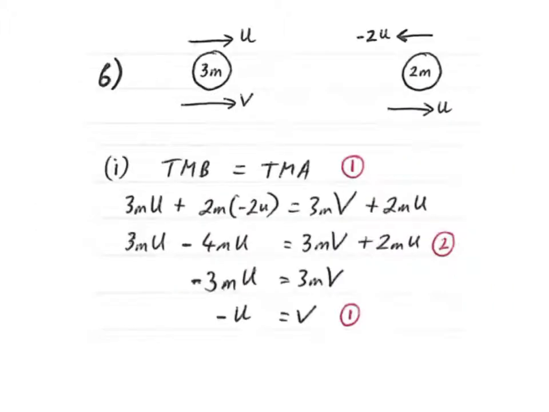Even though it's 3 particles, your first diagram should only have particle A and particle B. Total momentum before equals total momentum after. Sub the values in carefully. Cancel out the m's. We end up with v equals minus u.